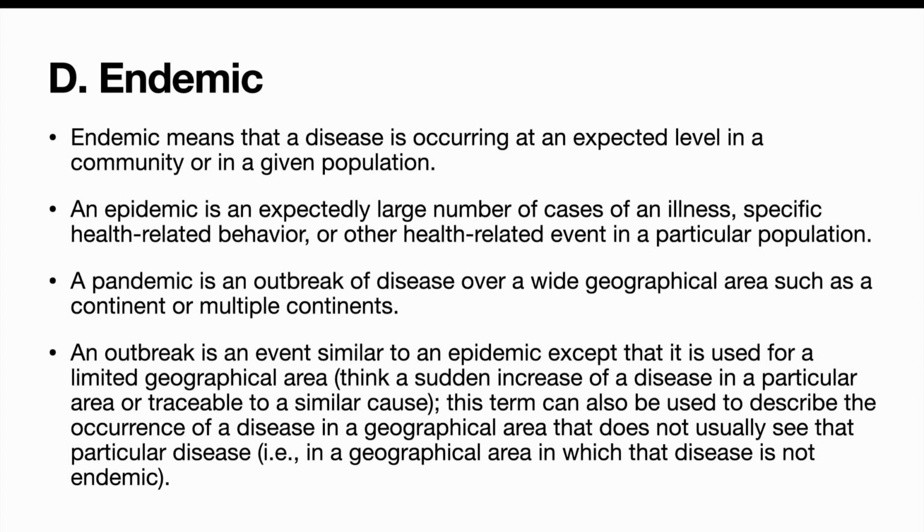An epidemic, on the other hand, is an unexpectedly large number, there's a little typo there, sorry about that, of cases of an illness, specific health-related behavior, or other health-related event in a particular population. A pandemic is an outbreak of disease over a wider geographical area. And an outbreak is an event that is similar to an epidemic, except it's a limited geographical area.